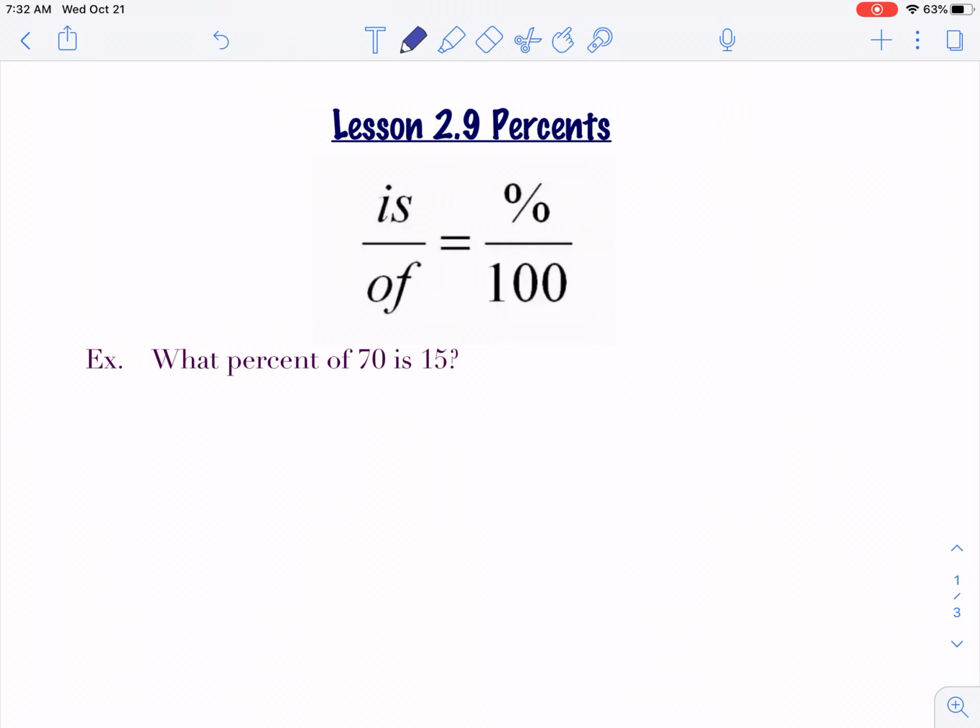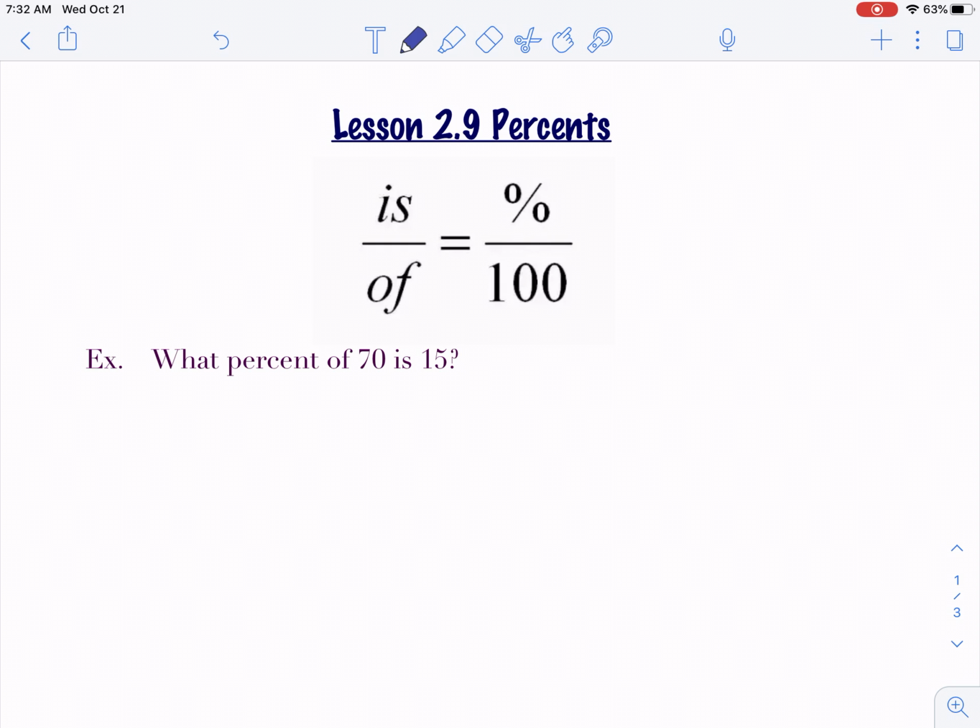In this video, we are going to discuss finding percent of a number or parts of percents. One way to define a percent of a number is to use the proportion of is over of equals percent out of 100. In this proportion, the 100 will always be under the percent sign because percents are a relation of a number out of 100.